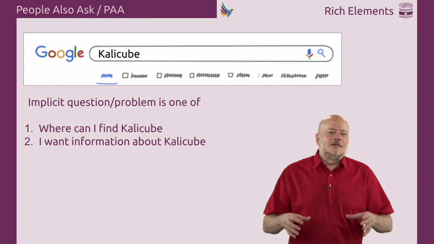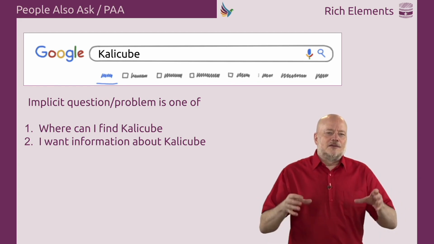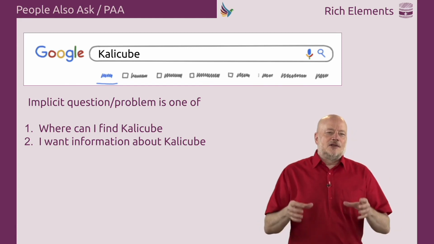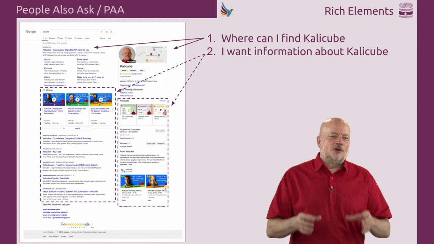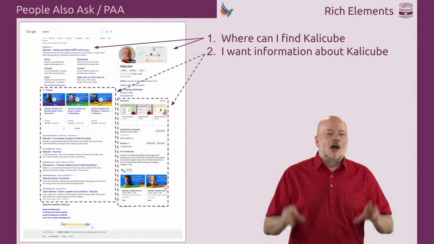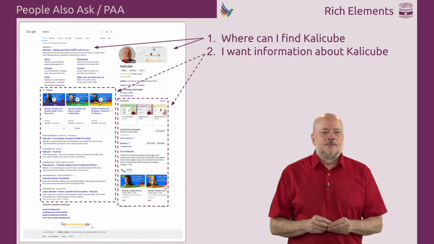Now, the fundamental aim of Google is to present the answer to the user's question or the solution to their problem. The Brand SERP does this by putting your site at the top for the question, where do I find? And everything else for the question, I want information about. Now, why is it so important to control the people also ask questions?